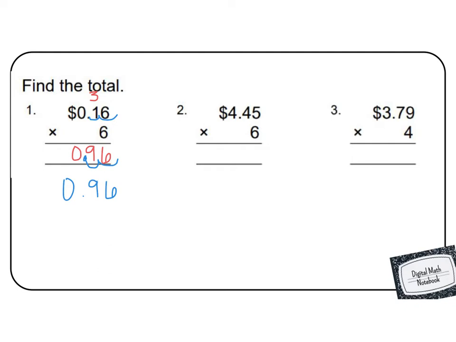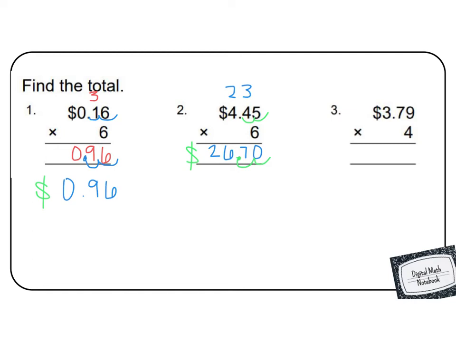Here's our next problem. We have $4.45 times 6. So 5 times 6 is 30. 6 times 4 is 24, plus 3 would be 27. 6 times 4 is 24 again, plus 2 would be 26. And then we're going to go count our decimals. So we have 1, 2, and we're going to count 1, 2. So you can see it's just like multiplying a decimal by a whole number, except now we know that these are also worth money.